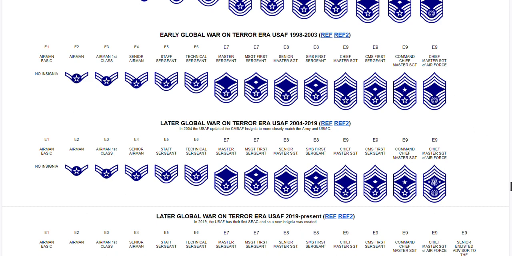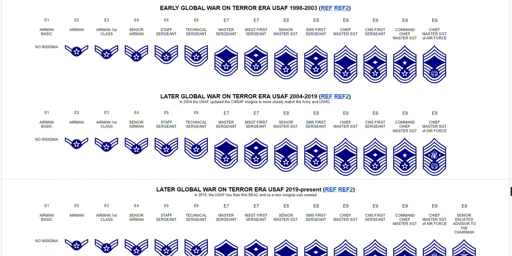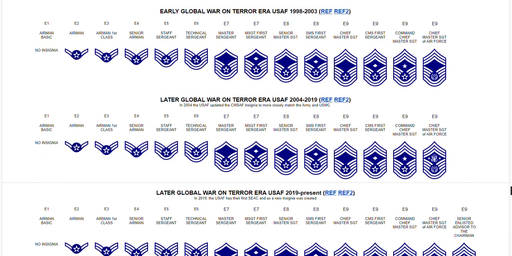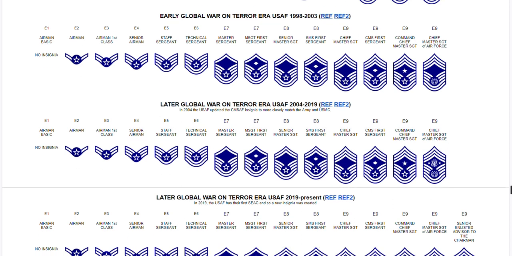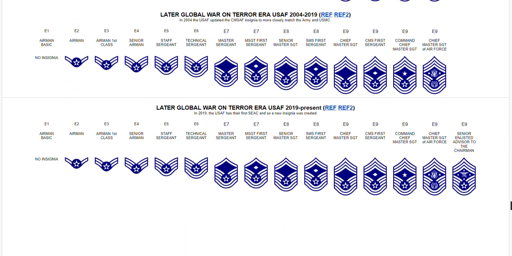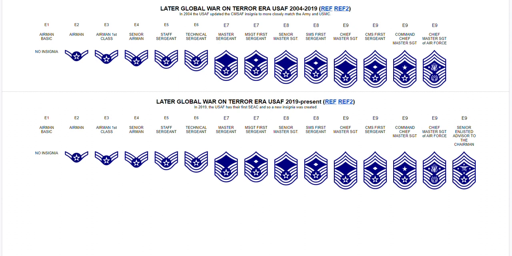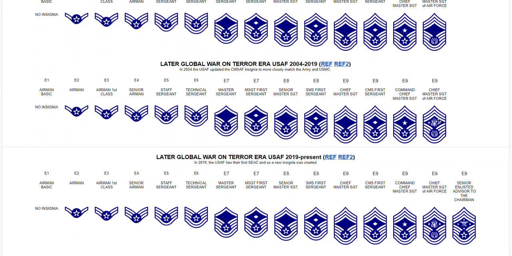Then 2004, they updated the insignia of the Chief Master Sergeant of the Air Force to match what was going on in the Marines and the Army, with that Department of Defense, the U.S. logo with the eagle in the middle. Other than that, pretty much everything else stays the same.